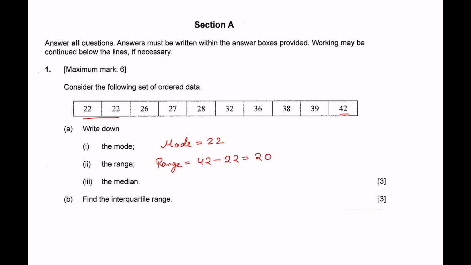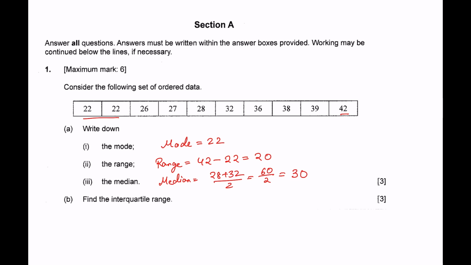And the median. So here in this data set, we have 1, 2, 3, 4, 5, 6, 7, 8, 9, 10. As we have even number of entries, the midpoint actually lies here and the midpoint doesn't lie on a number, right? In this case, we take the average of these two numbers. The median would be 28 plus 32 divided by 2, which gives me 28 plus 32 is 60, 60 divided by 2, which is 30. So that's how I'll get the mode, range and median.